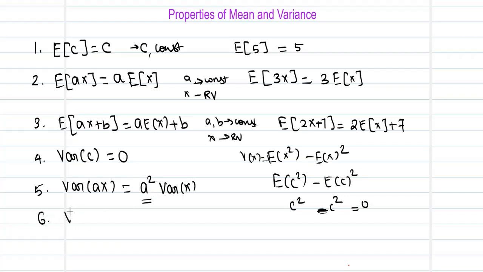And property number 6, what can you say about the variance of ax plus b? For the first term, variance of ax, you can write it as a square times variance of x. And for the second part, what will be the variance of b? B is a constant. Variance of a constant is 0. So this will be the same, a square times variance of x. So we have 6 major properties over here. We will try to incorporate all these things into a problem and see how it can be resolved easily.